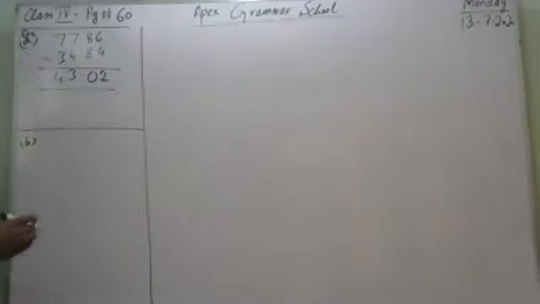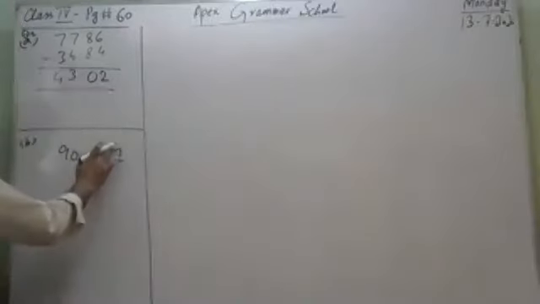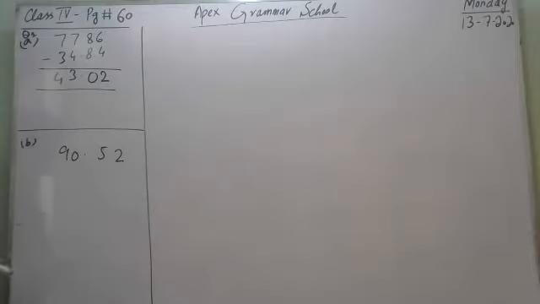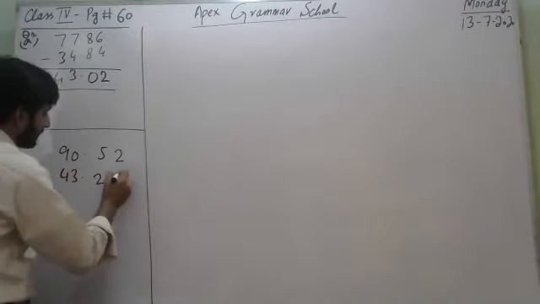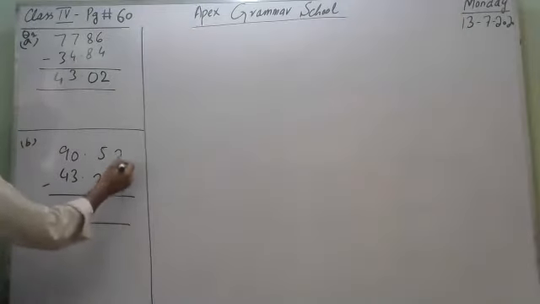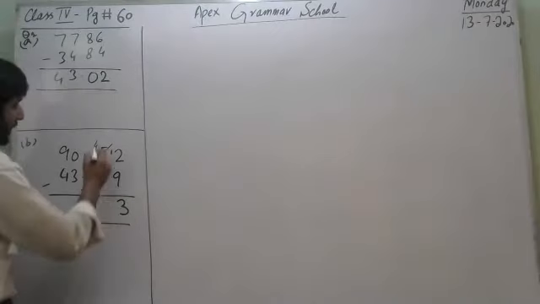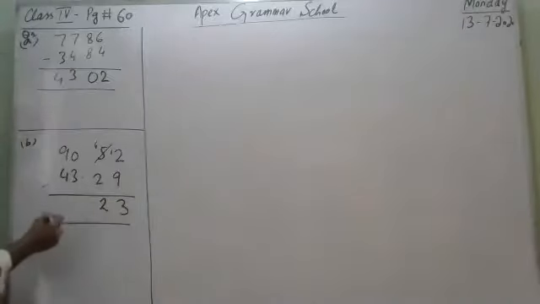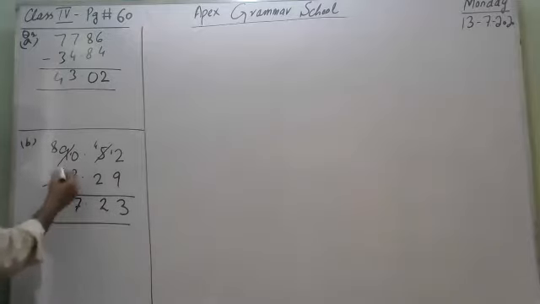B part is 90.52 minus 43.29. Two is smaller, 9 is greater, so we take carry from this 5. 12 minus 9, this is 3, and 4 minus 2, this is 2. Decimal as it is. Once again, 0 is smaller and 3 is larger, so we take carry from 9. 10 minus 3, 7, and 8 minus 4, this is 4.